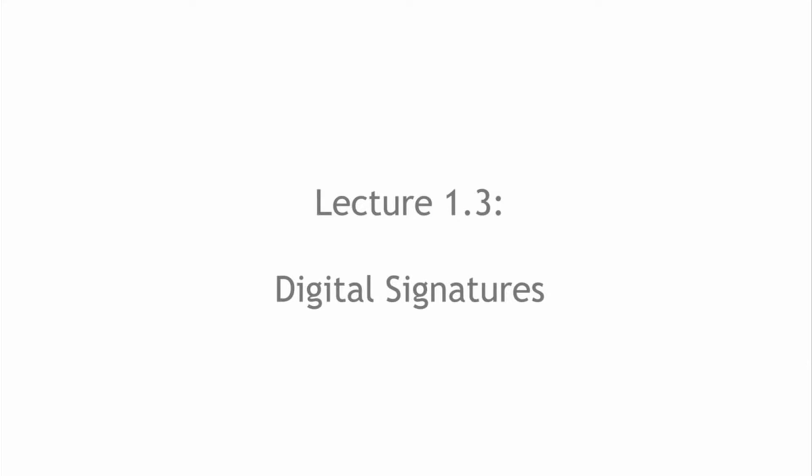In segment 1.3, we're going to talk about digital signatures. This is the second cryptographic primitive, along with hash functions, that we need as building blocks for the cryptocurrency discussion later on.